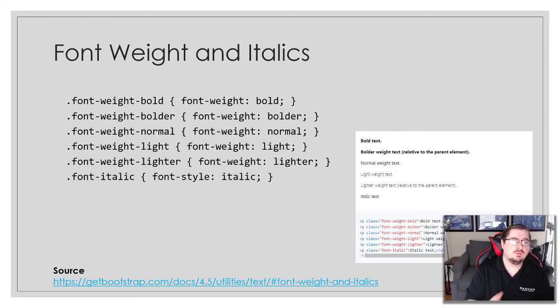Okay. Next up, let's talk about how you can change the weight of the font or make it italic. You can use these classes to change the weight: font-weight-bold, font-weight-bolder, font-weight-normal, which would be the normal weight of the text, font-weight-light, and lighter. All five of those can be used to quickly change the weight of your text as you need it. And then finally, font-italic can be used to make your text italic.